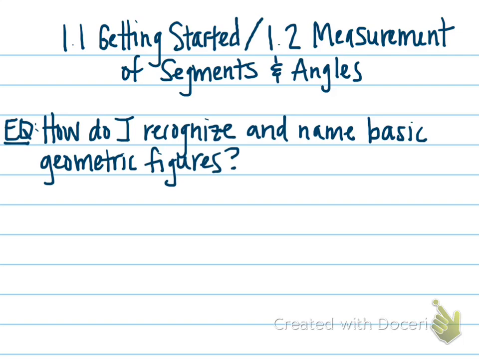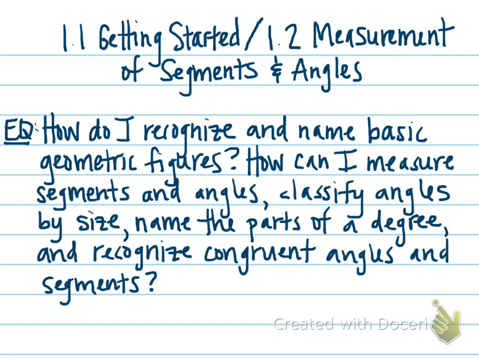And then your EQ, or your essential question, is the question that you need to be able to answer at the end of the notes. So how do I recognize and name basic geometric figures? Your second essential question is, how can I measure segments and angles, classify angles by size, name the parts of a degree, and recognize congruent angles and segments?